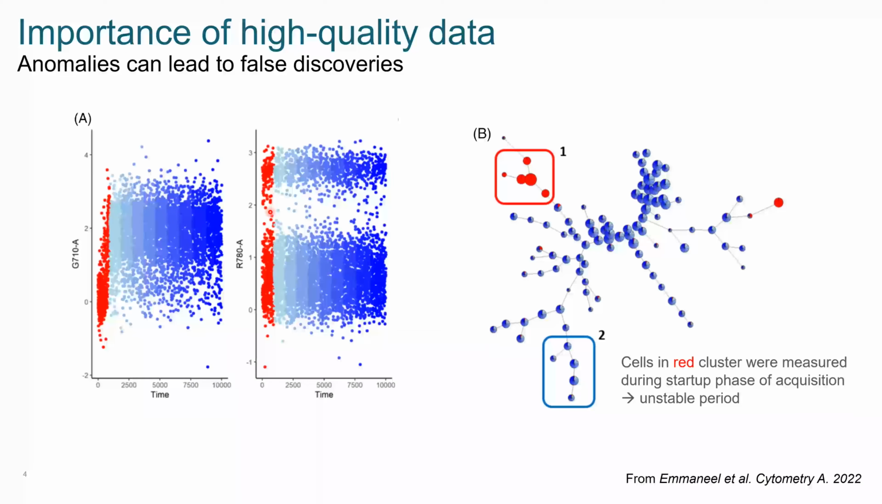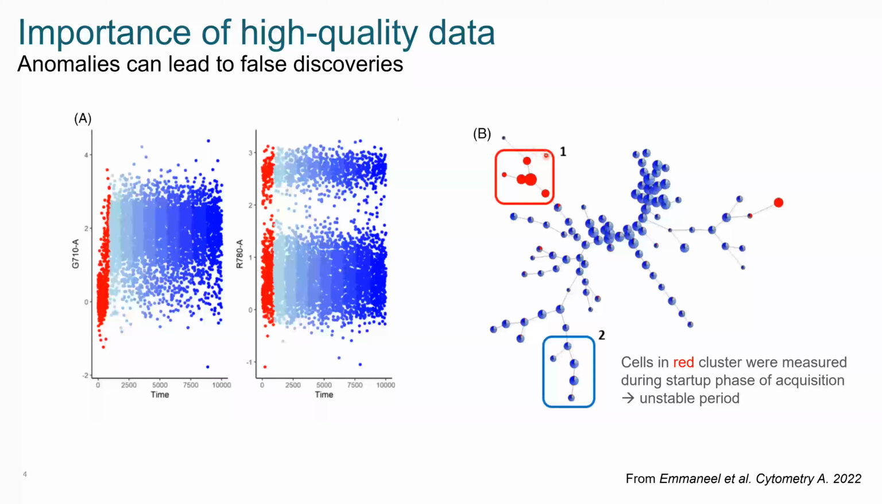Now, if we take this data and do clustering analysis on it using FlowSOM, you can see that we get a lot of clusters that can be found throughout the whole run, but we get one cluster that is largely attributed only to cells that were acquired at the start of the acquisition, when it was still unstable.